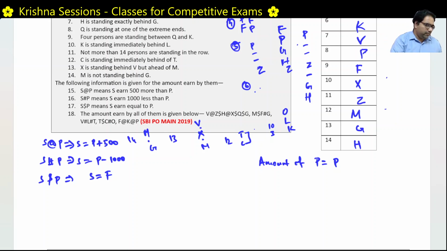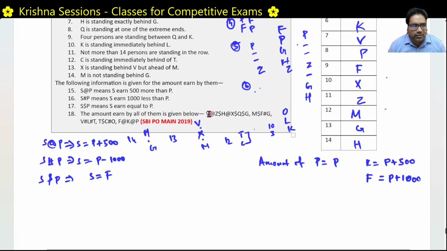Now K at the rate P. What does that mean? K at the rate P means K is equal to P plus 500. So P is equal to P, and K is equal to P plus 500. F at the rate K means F is equal to K plus 500. What does that mean? F is equal to P plus 1000. So F is done. Now F is done, K is done, P is done.